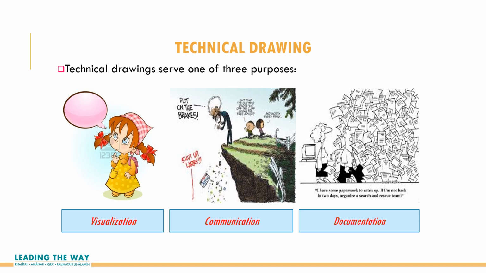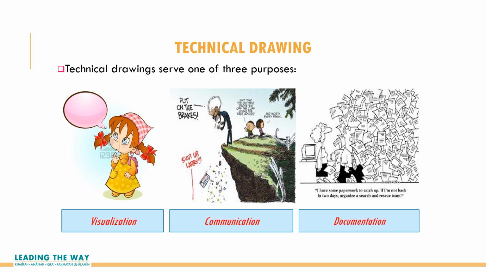Another one, communication, so that one engineer and another engineer will be able to communicate through the drawing. They know, okay, these people want to produce this thing. So in order to produce that thing, another engineer will have to read the drawing, so that it becomes a medium of communication.